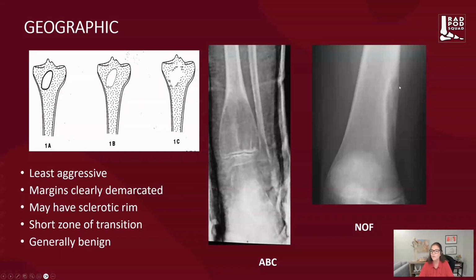Aneurysmal bone cyst. Notice this lesion here, very well defined in the cortex. That really helps to place this as a non-ossifying fibroma. This is a geographic 1A lesion.